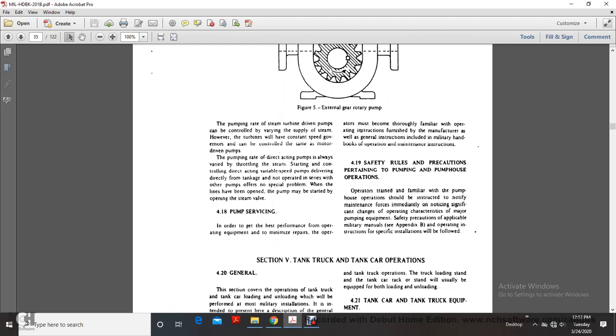418. Pumping service. In order to get the best performance of the operation of the equipment and minimize repair, operators must become familiar with the operation and instructions furnished by the manufacturer, as well as the general instructions, including the military handbooks, operation and maintenance instructions.